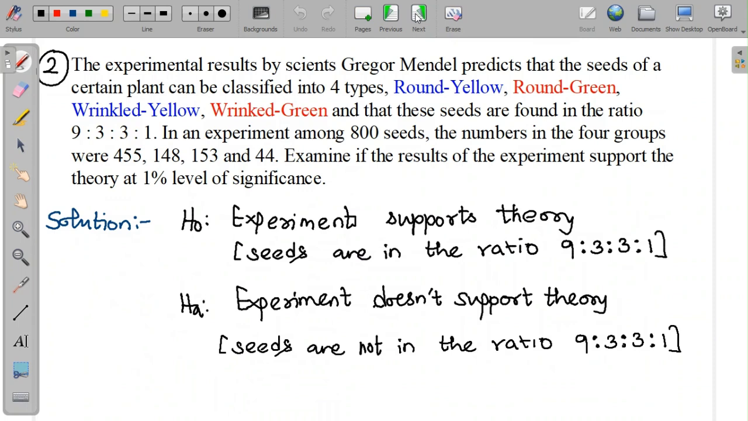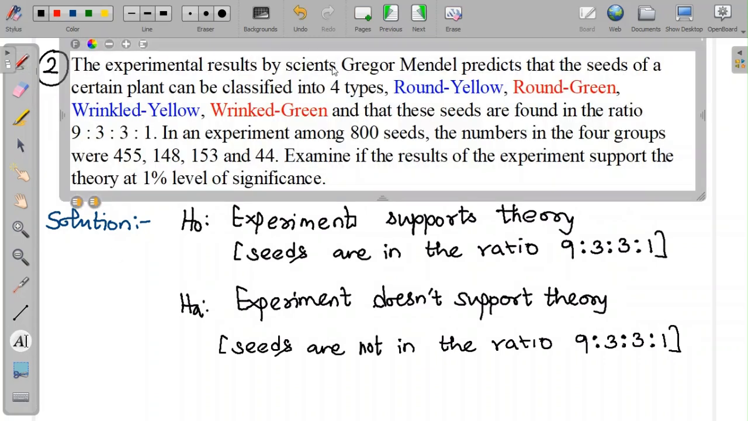The experimental results by scientist Gregor Mendel predict that the seeds of a certain plant can be classified into 4 types: round and yellow, round and green, wrinkled and yellow, wrinkled and green, and that these seeds are in the ratio 9:3:3:1. The theory predicts that the seeds are distributed in this ratio 9:3:3:1 for the four types.